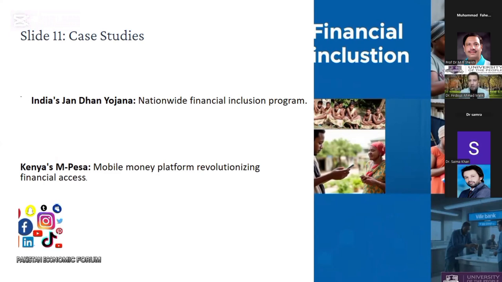There are also case studies like Kenya's M-Pesa, which talks about the resilience of that country. Jan Dhan Yojana is a resilient scheme in the case of India. Similarly, for Pakistan, there are different programs which we are going to cover.